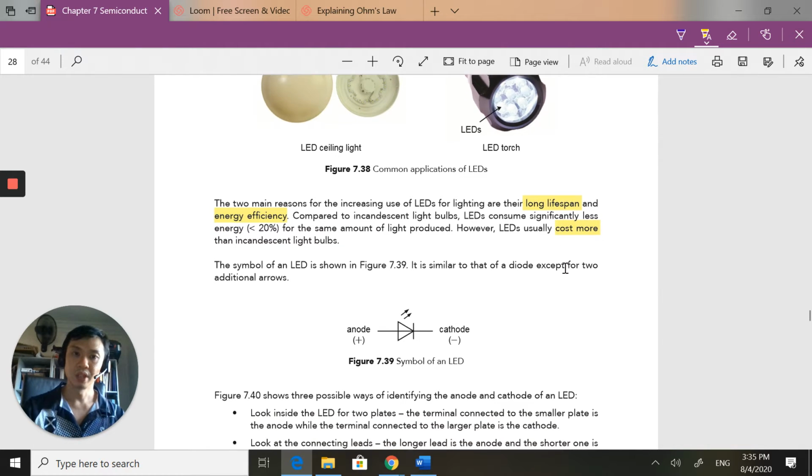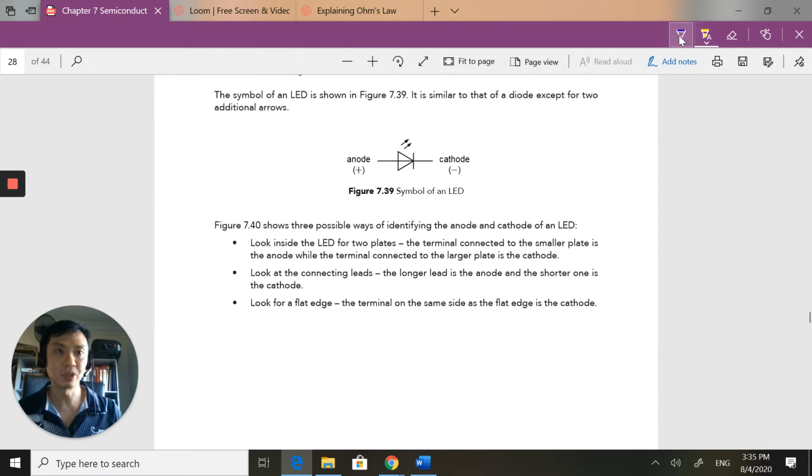Okay, so what is the symbol for LEDs? First, you draw a diode, but the only difference is that you add in two arrows here to indicate that they are light emitting. And how do we identify which is the anode and the cathode of a LED? Remember, the D here stands for diode. And if you have a diode, it means you have an anode and a cathode. That means you need to forward bias this diode in order for it to work.